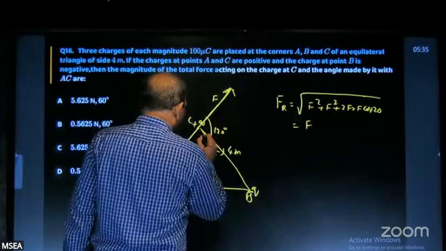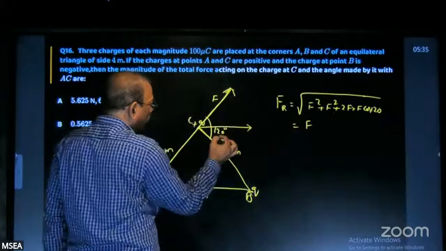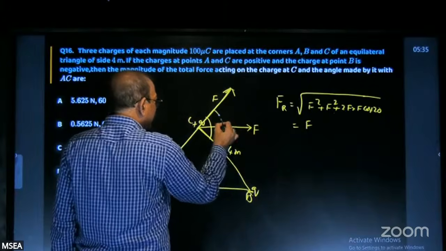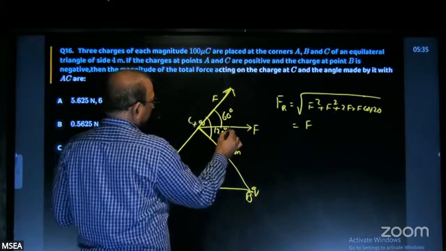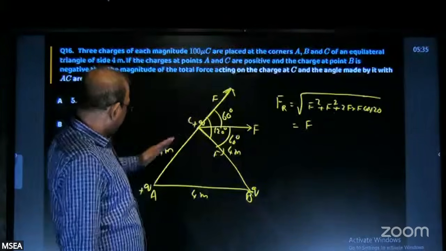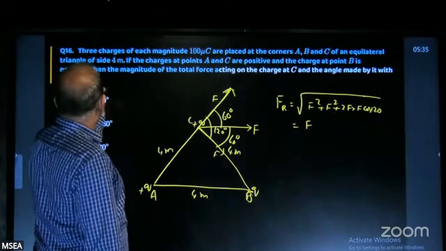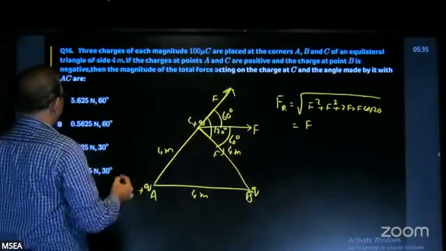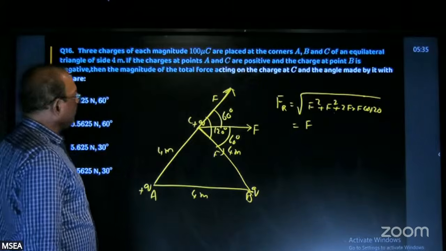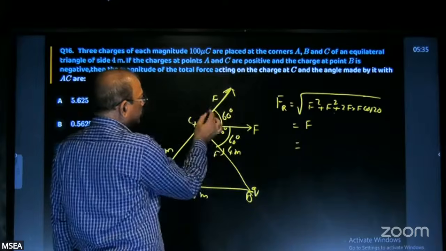And this resultant force will bisect the angle. It will act at equal angles from both the forces. So the resultant force is F and it makes an angle of 60 degrees with each of these two lines. So this F is acting at 60 degrees from AC. He's asking that angle there. Angle from AC is 60 degrees. So either the first option or the second is correct, because in these two, 60, 60 is there. Now the magnitude of this force is equal to either of these two forces only.